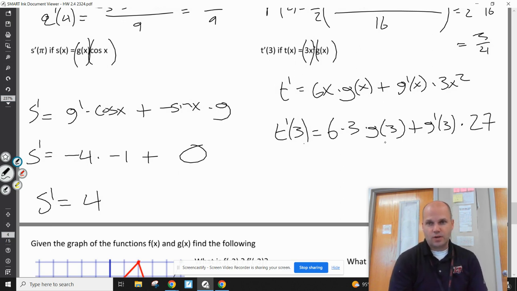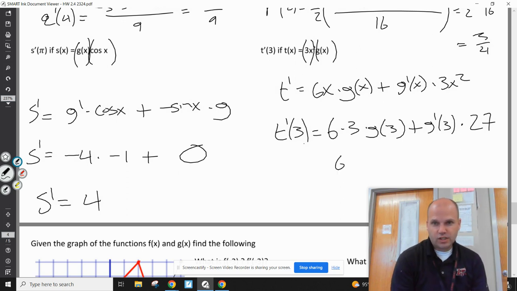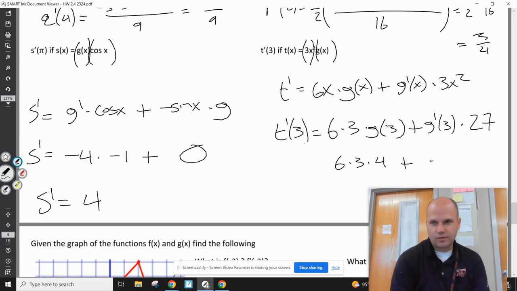6 times 3 times g of 3 plus g prime of 3 times 3 squared. A lot of 3's. G of 3, this is going to be a big number, is 4. So 6 times 3 times 4 plus g prime of 3 is negative 2.